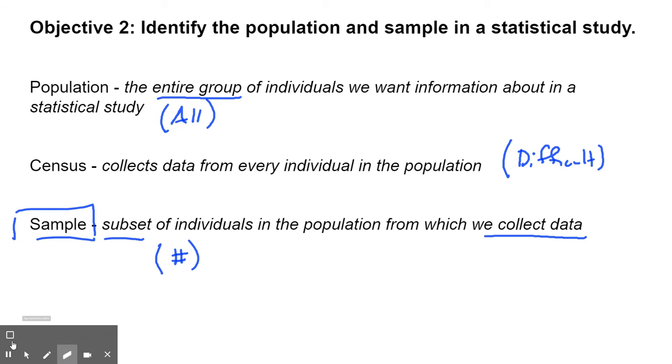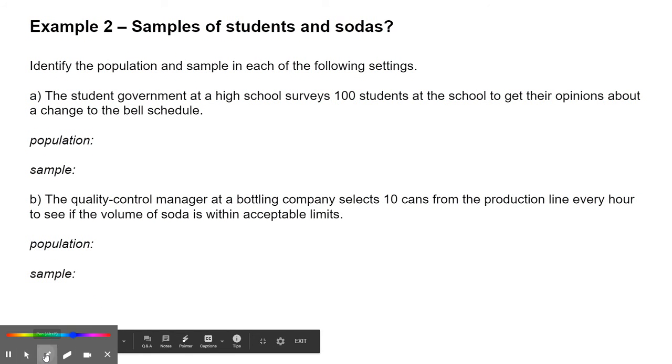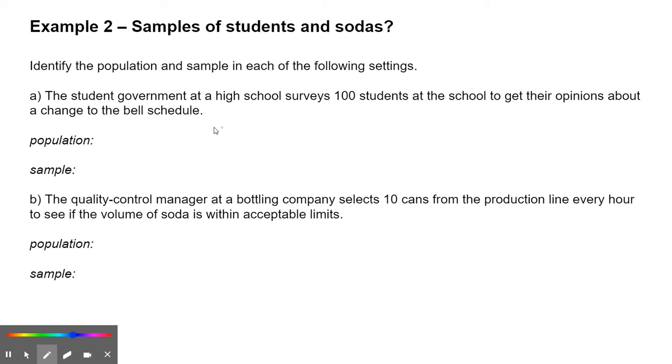Okay. All right. So let's take a look here. Example two, samples of students and sodas. Identify the population and sample in each of the following settings. The student government at a high school surveys 100 students at the school to get their opinions about a change to the bell schedule. So population. So the population here, since we're at a high school, would be all the high school students.